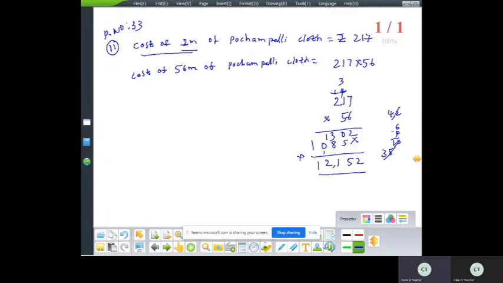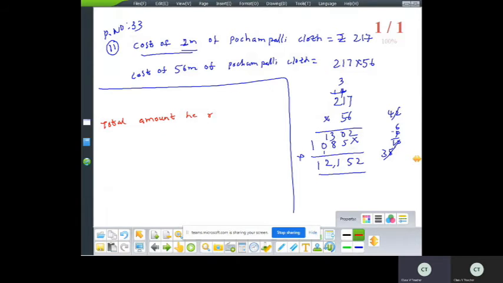Now we want to find the answer. The total amount received by the shopkeeper within the month, then how much money has he received? I write here: total amount he received.